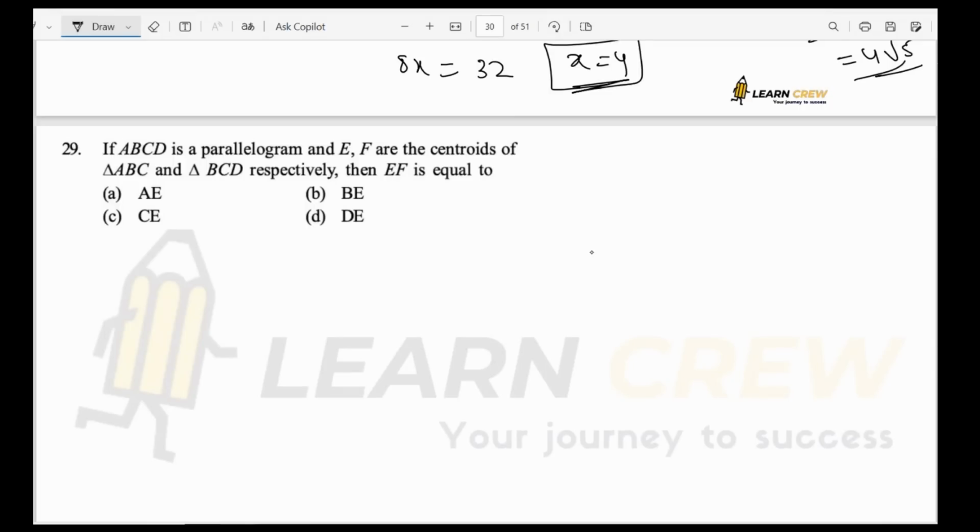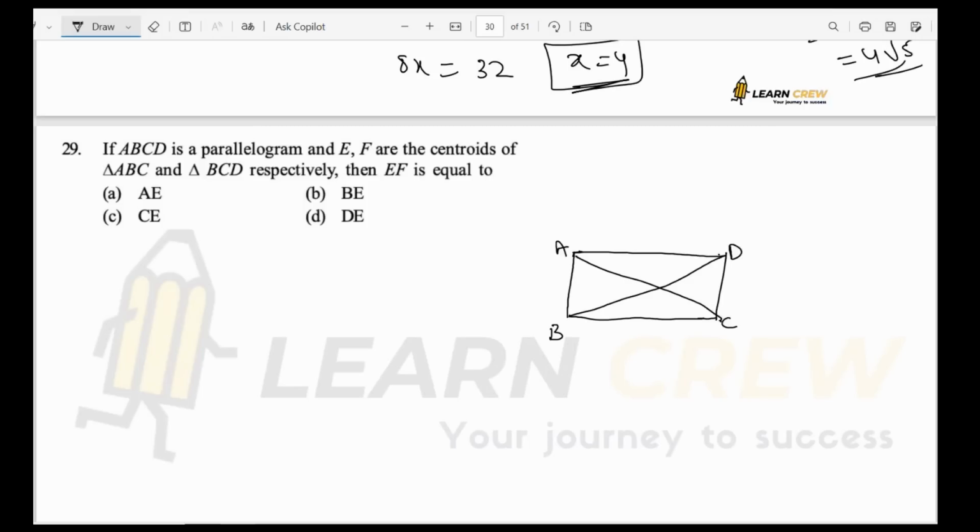First of all, you have to draw the figure. ABCD is a parallelogram. So there is a parallelogram like this, ABCD. And this is one diagonal, and this is the other diagonal.